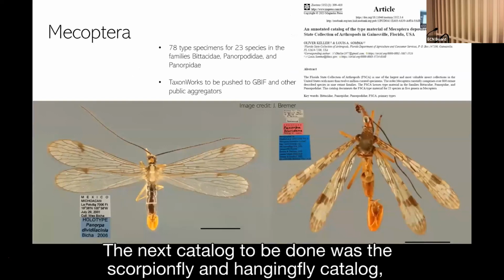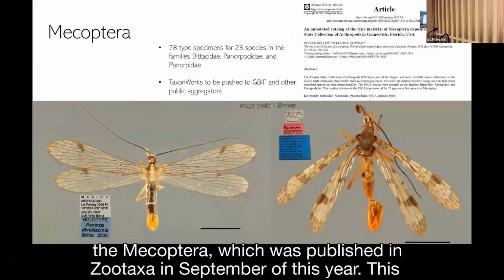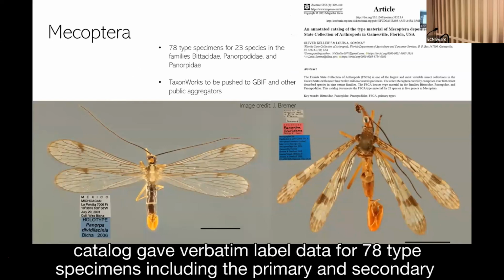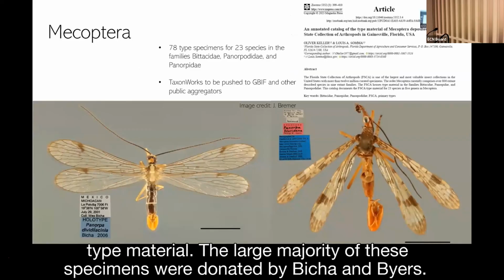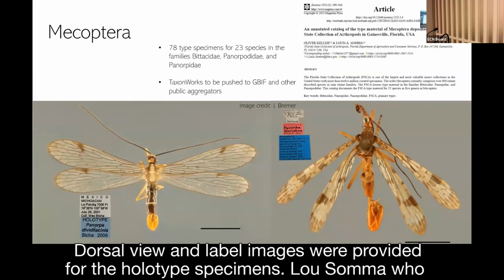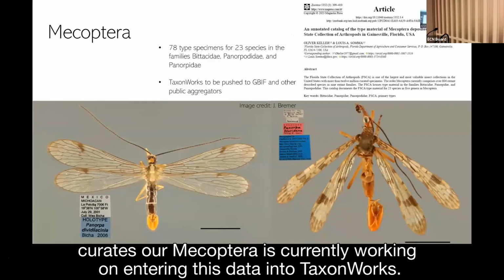The next catalog to be done was the scorpion and hanging fly catalog, the Mecoptera, which was published in Zootaxa in September of this year. This catalog gave verbatim label data for 78 type specimens, including the primary and secondary type material. The large majority of these specimens were donated by Bisha and Byers. Dorsal view and label images were provided for the holotype specimens. Lou Soma, who curates our Mecoptera, is currently working on entering this data into TaxonWorks.